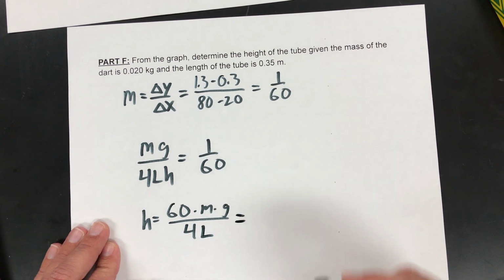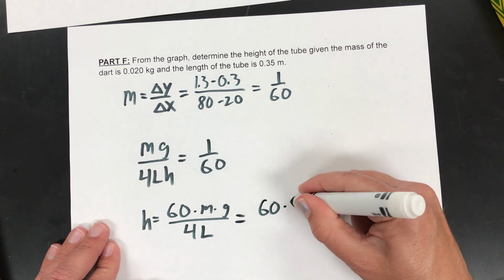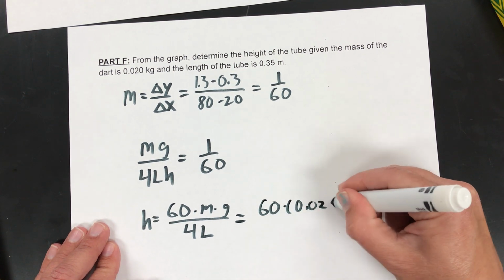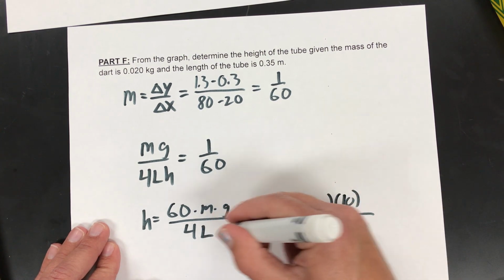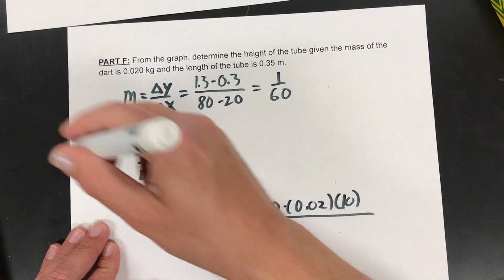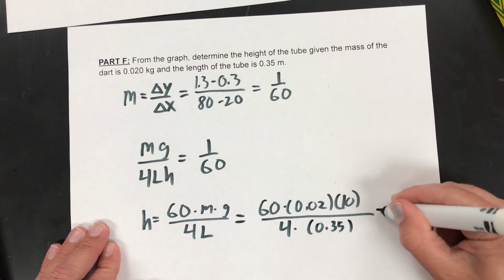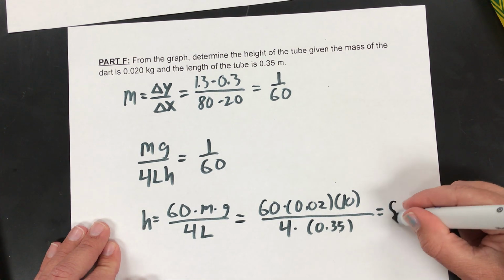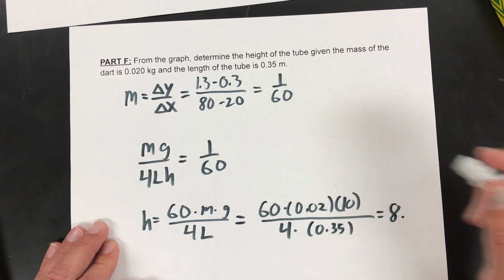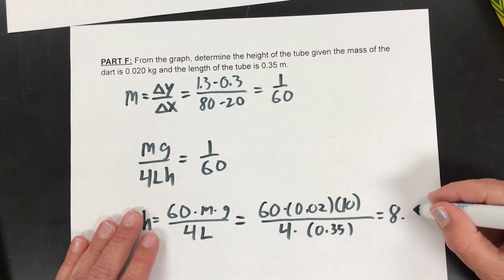And now I'm ready to simply plug in. So 60, the mass is 0.02 kilograms. The gravity I'll just use as 10. 4 is a constant, and the length they said is 0.35. And so if I plug all of those in there, I get an answer of about 8, I forget exactly what this comes out to be. 8.75, I think I got.